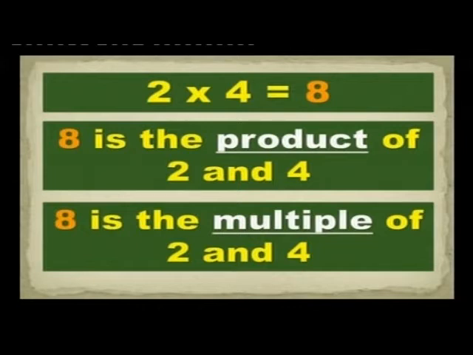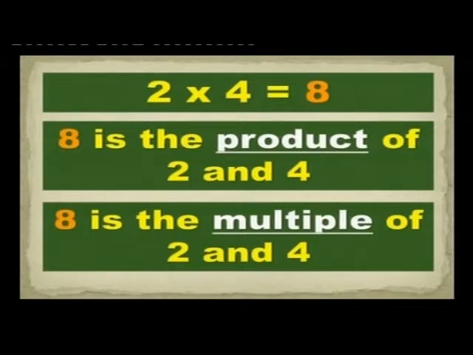Okay, receiving students. 2 times 4 is 8. Now, what is 8? Because 2 times 4 is equal to 8, 8 is the product, or we can say 8 is the answer. When you multiply 2 and 4, you get the answer, which is 8. So 8 is called the product. So 8 is the product of 2 and 4.